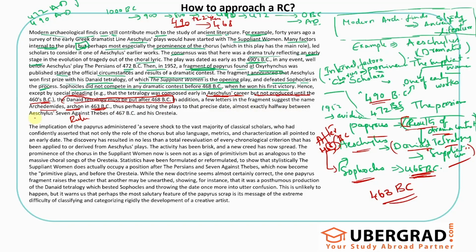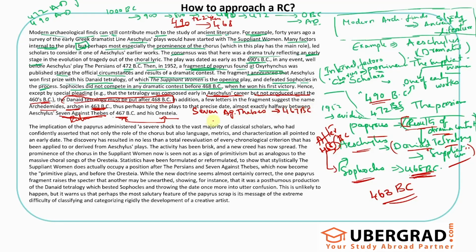halfway between Aeschylus' Seven Against Thebes of 467 BC and Oresteia. So this is basically talking about two of his Aeschylus works. There's one work called Seven Against Thebes, and it was written in 467 BC. And if I assume that this entire competition happened in 463 BC, so the Aeschylus play would be Seven Against Thebes, right? This happened in 467 BC.